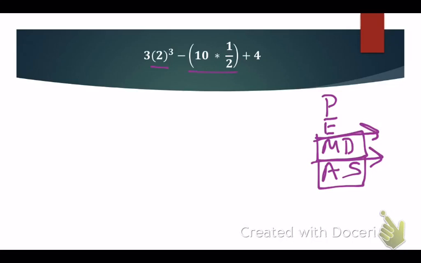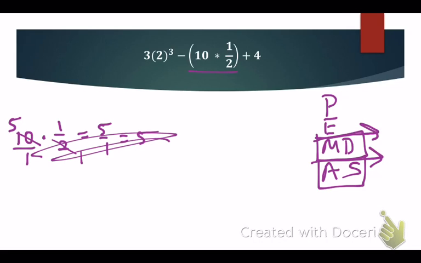What we need to do is 10 times 1/2 first. Go ahead and do that. I'm going to do that on the side just to show you: 10 times 1/2 is the same thing as 10 over 1 times 1 over 2. Simplify. 2 goes into 2 one time, 2 goes into 10 5 times, and that gives you 5 over 1, which is equal to 5. So 10 times 1/2 is 5.